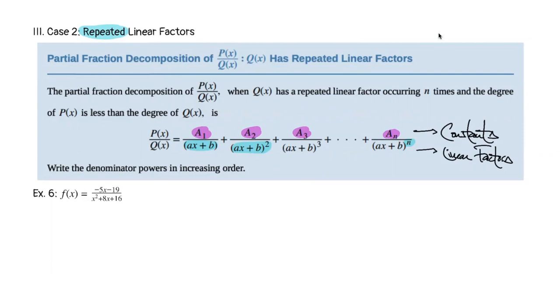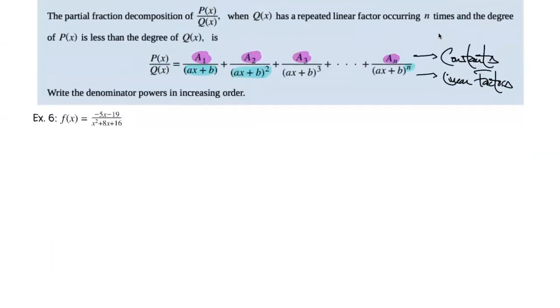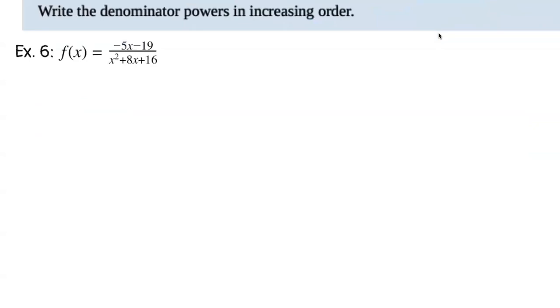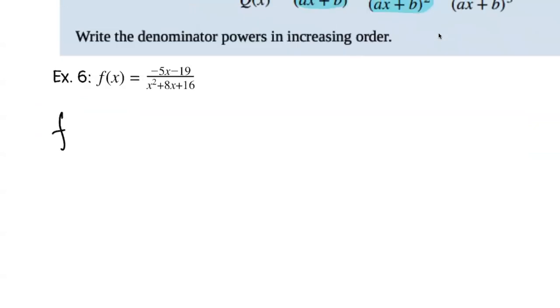Okay, so we're going to take a look at example 6 here. All right, we've got negative 5x minus 19 over x squared plus 4x plus 16. And the first thing I'm going to ask us to do, just like I did in the other problem, is for you to go ahead and factor the denominator of this given fraction. Okay.